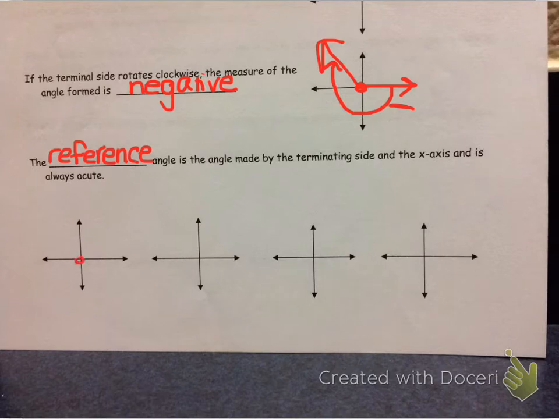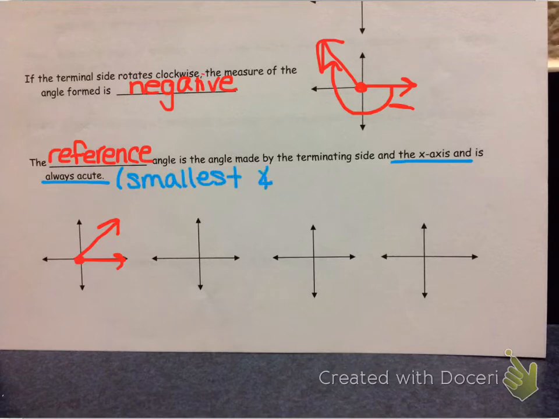If I have an angle in standard position and it spins around, I don't know which way it spun, I don't know how many times it spun around, but if it finally came to rest somewhere here in quadrant 1, then the definition of the reference angle says it's the angle made by the terminating side and the x-axis, and it's always acute. So what it's asking you for is the smallest angle back to the x-axis.